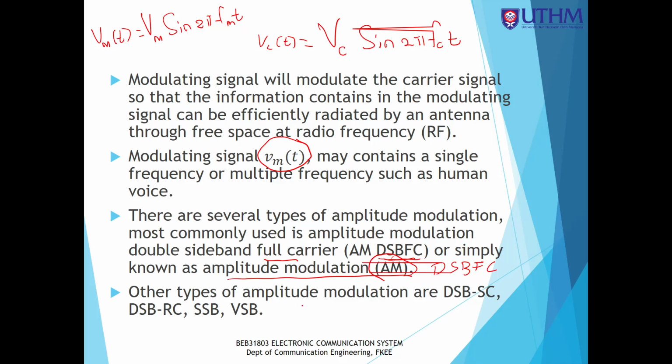Seterusnya kalau kita lihat keluarga AM yang lain, dia ada double sideband suppressed carrier, double sideband reduced carrier, single sideband dan juga vestigial sideband. Nah, ini dia punya anak-anak dia. Tapi yang paling tua adalah DSBFC.